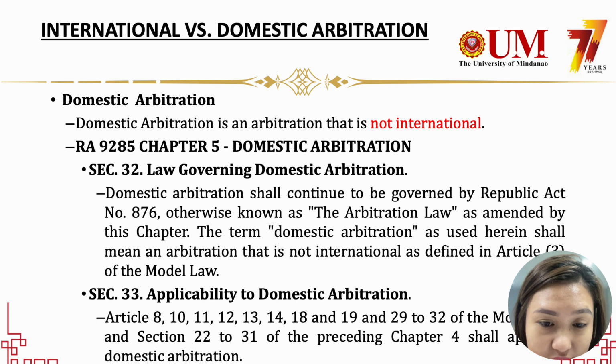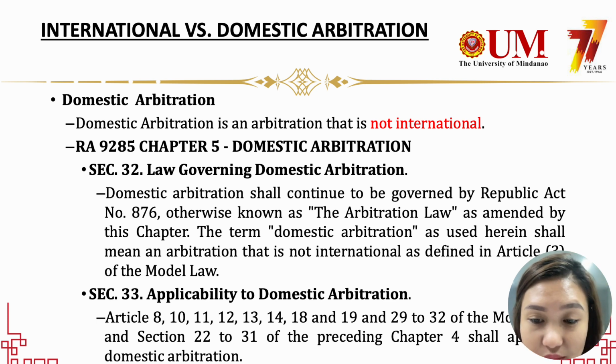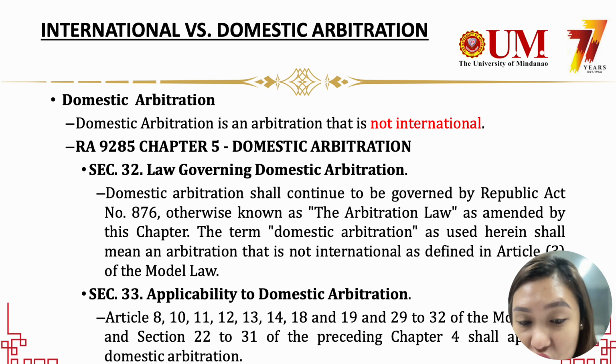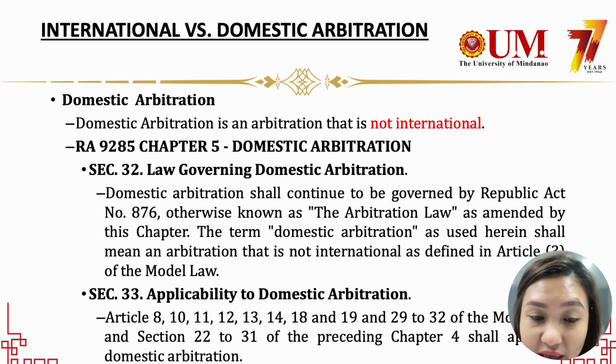So here is the law governing domestic arbitration, stated in Section 32 of RA 9285. Domestic arbitration shall continue to be governed by RA 876 or the Arbitration Law. So when we say domestic arbitration, it is defined under RA 876 as arbitration that is not international. That is also defined in Article 2 of the Model Law, which we adopted.